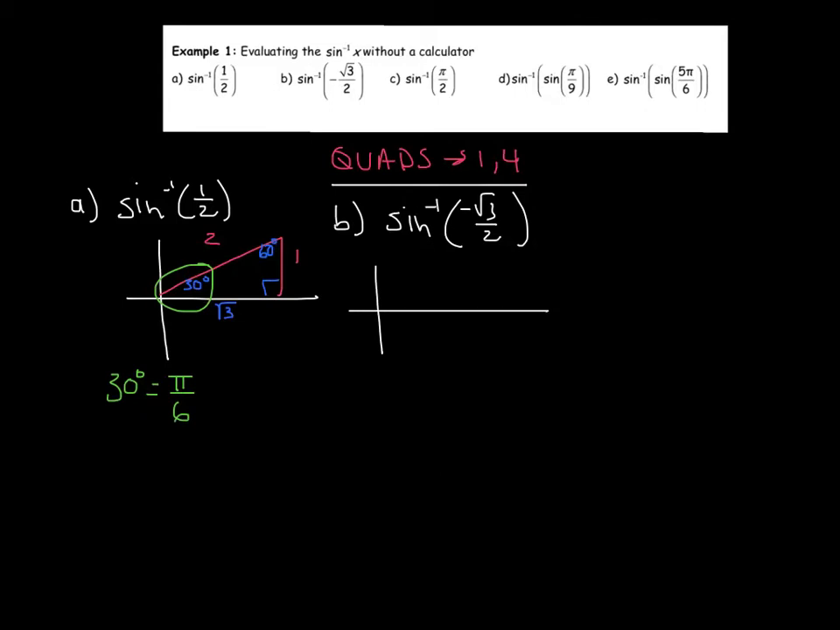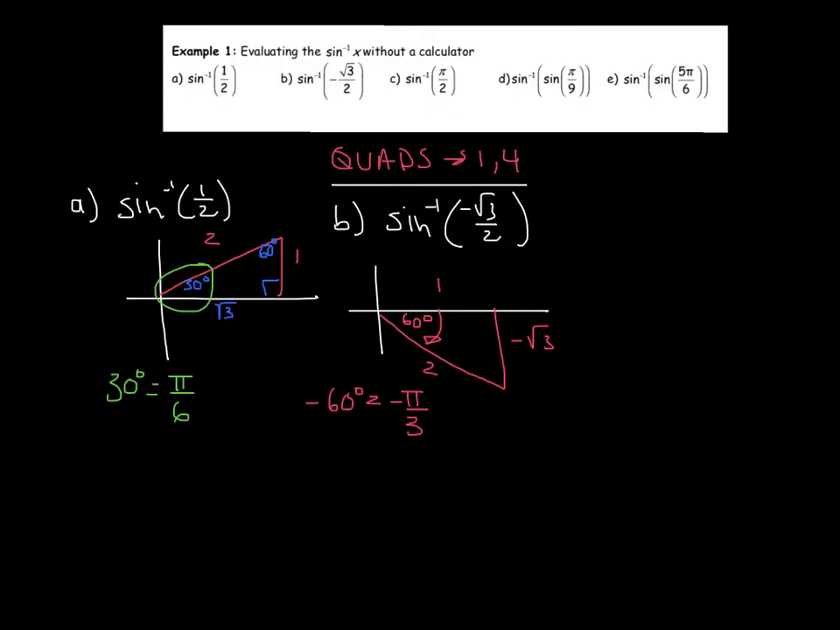So once again, that's going to be in the fourth quadrant. So we want to draw a triangle in the fourth quadrant. We want to make our opposite side negative root 3, and our hypotenuse is 2, and that's going to be 1. So this is going to be 60 degrees. And since we're rotating clockwise, your answer is going to be negative 60 degrees, or negative pi over 3. And that's the answer for part B.